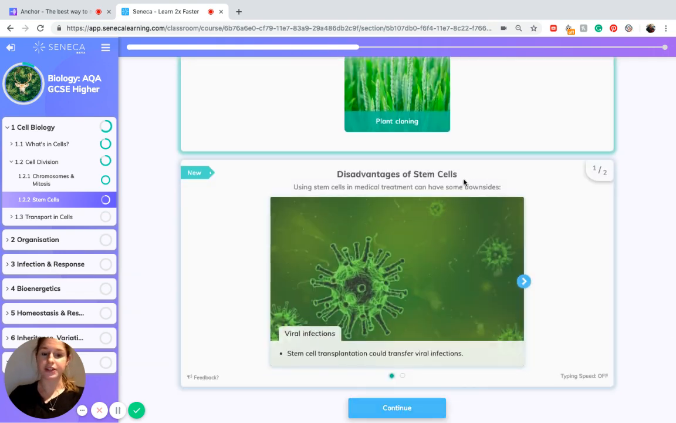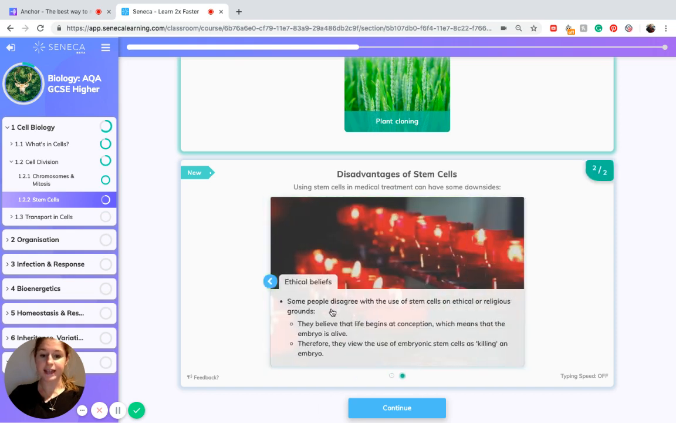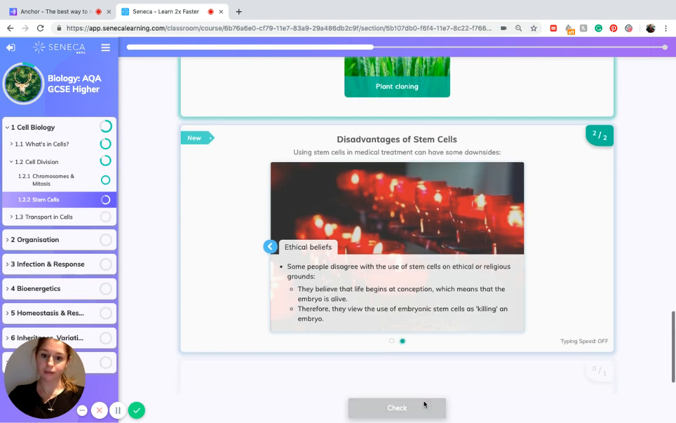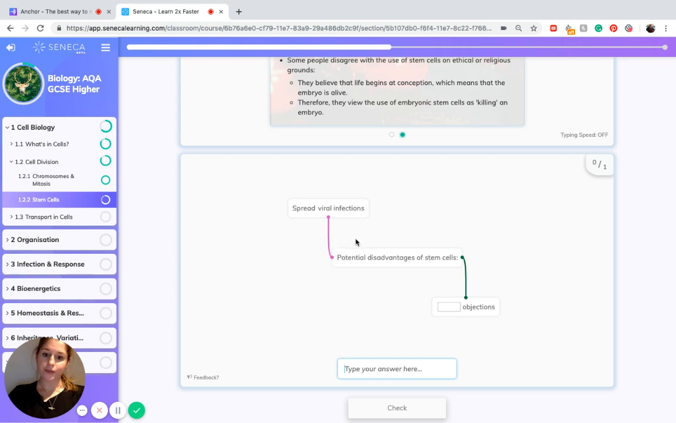So what are the disadvantages of using stem cells? So first of all, viral infections. Stem cell transplantation could transfer viral infections. And secondly, ethical beliefs. Some people disagree with the use of stem cells on ethical and religious grounds. They believe life begins at conception, which means that the embryo is alive. Therefore, they view the use of embryonic stem cells as killing an embryo. So, these potential disadvantages, as we've just learned, are spreading viral infections and ethical objections.